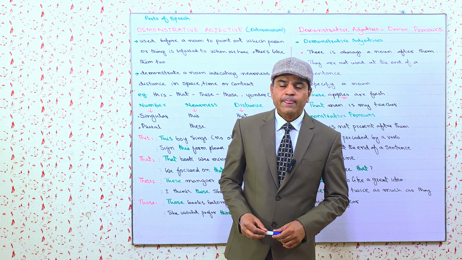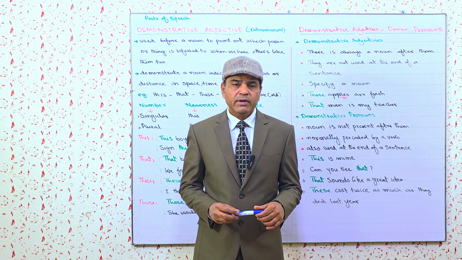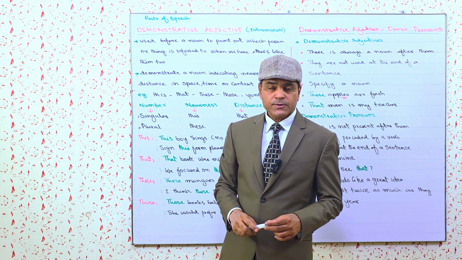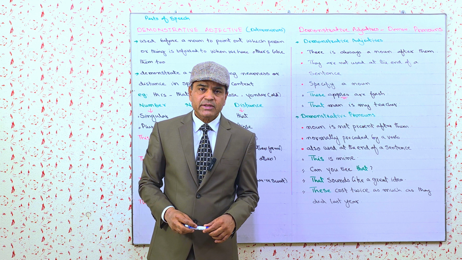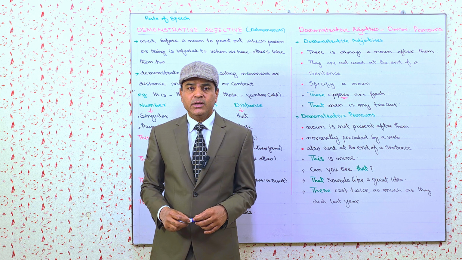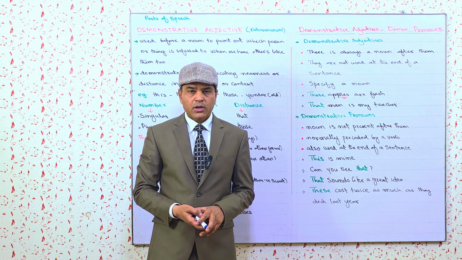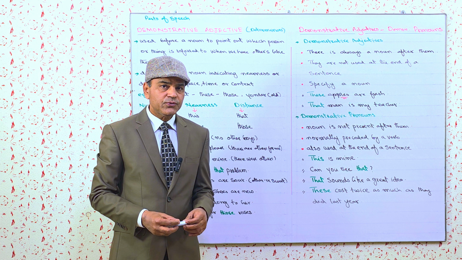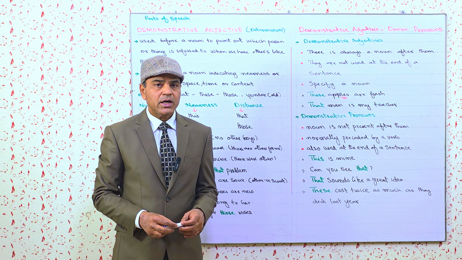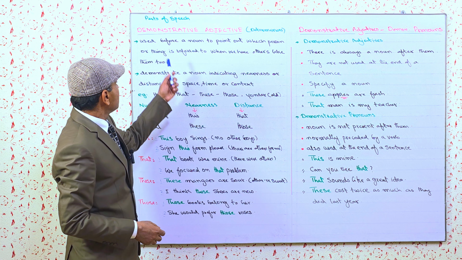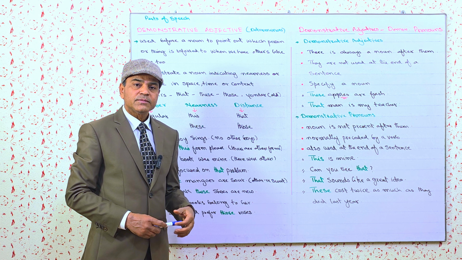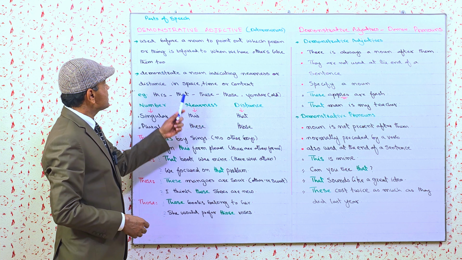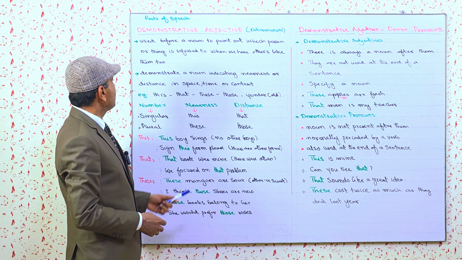Hello again. In this video, we will learn the grammatical point demonstrative adjectives. Demonstrative adjectives are also called determiners. There is a group of words called determiners because they are usually used before a noun to determine or to specify it. So, demonstrative adjectives are part of the group of determiners. What are demonstrative adjectives? Let us learn about them.